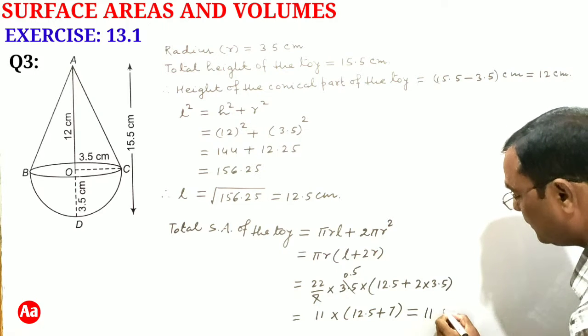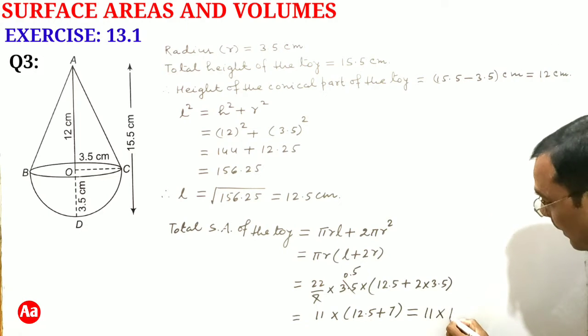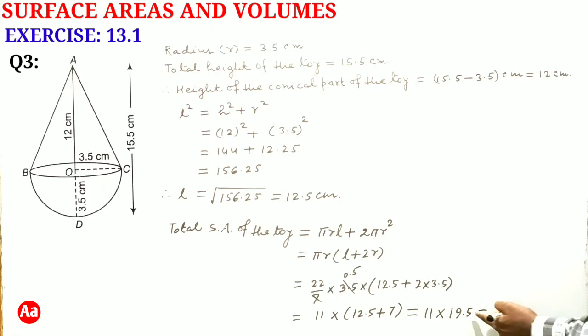This is equal to 11 into 12.5 plus 7, 19.5. 19.5 into 11 is equal to 214.5 centimeter square, and this is the total surface area of the toy.